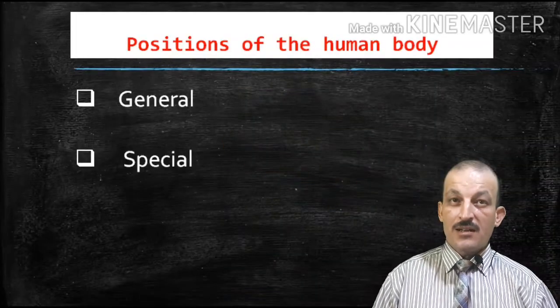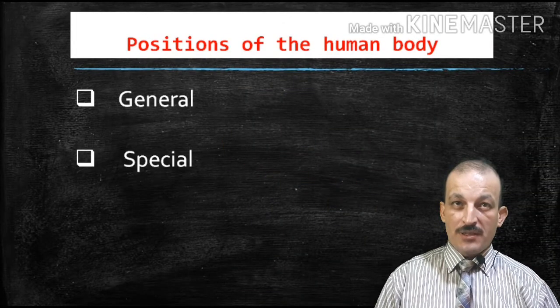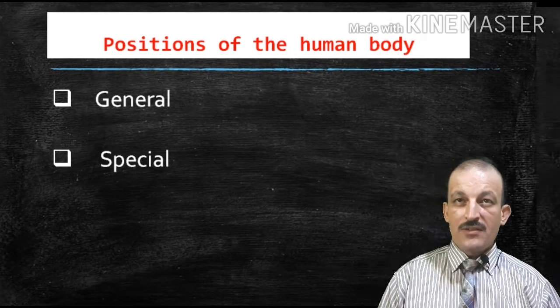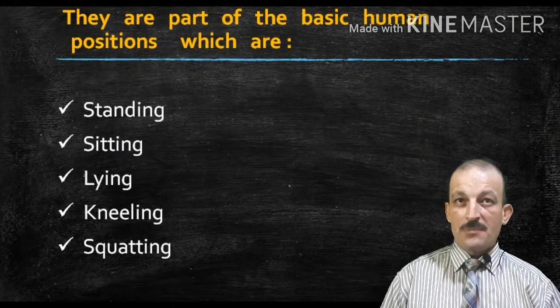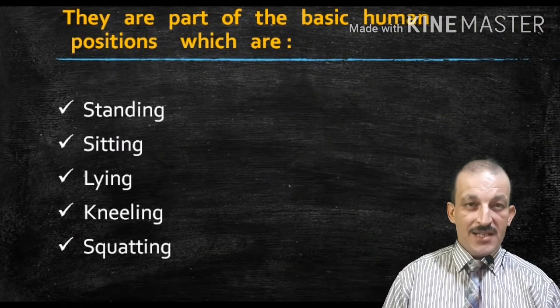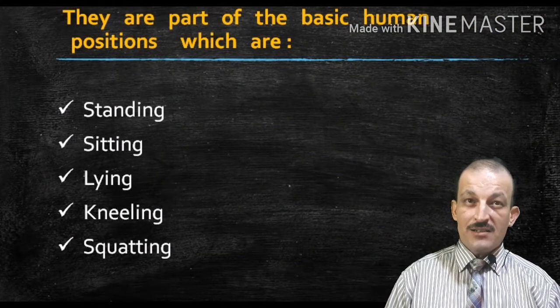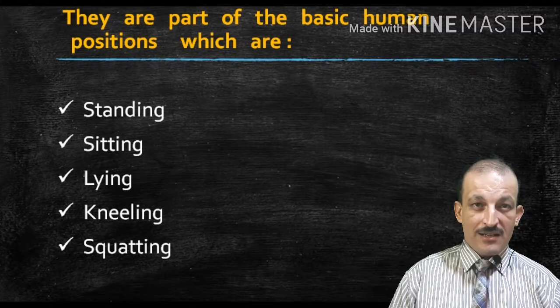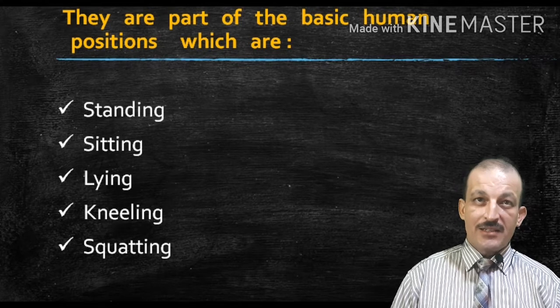Welcome back to part 3 of Introduction to Anatomy, which is about positions of the human body. We have two positions of the human body: general and special. Both of these positions are varieties of the basic human positions, which are 3S, LK. The 3S are standing, sitting, squatting. LK are lying and kneeling.